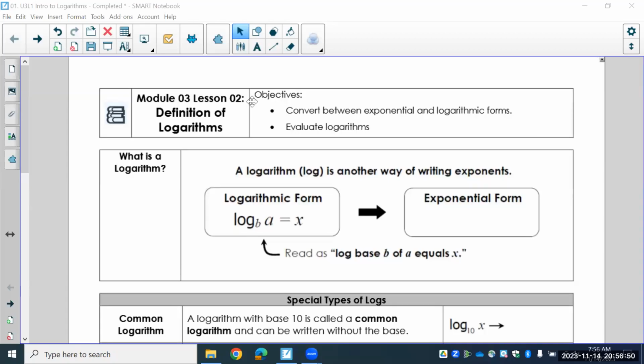Hello, and welcome to your second lesson in Module 3 for Alg3Trig. Today we're going to talk about logarithms.